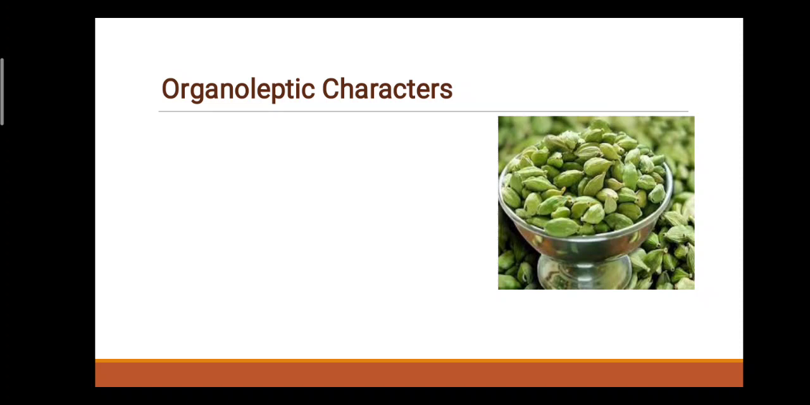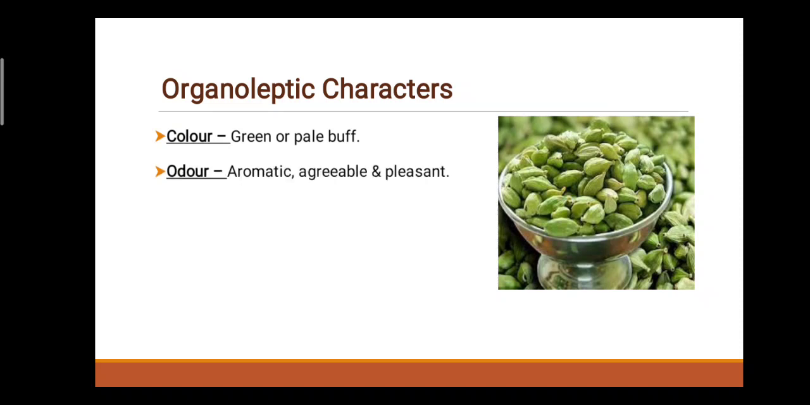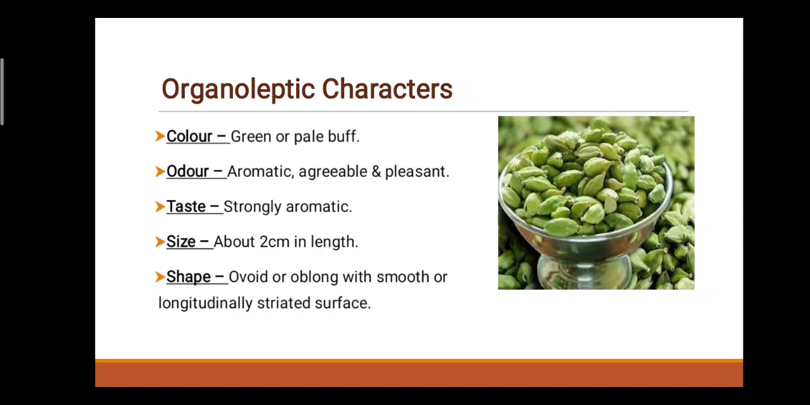Next point, organoleptic characters. Color: green or pale buff. Odor: aromatic, agreeable and pleasant. Taste: strongly aromatic. Size: about 2 cm in length. Shape: ovoid or oblong with smooth or longitudinally straight surface. Extra features.